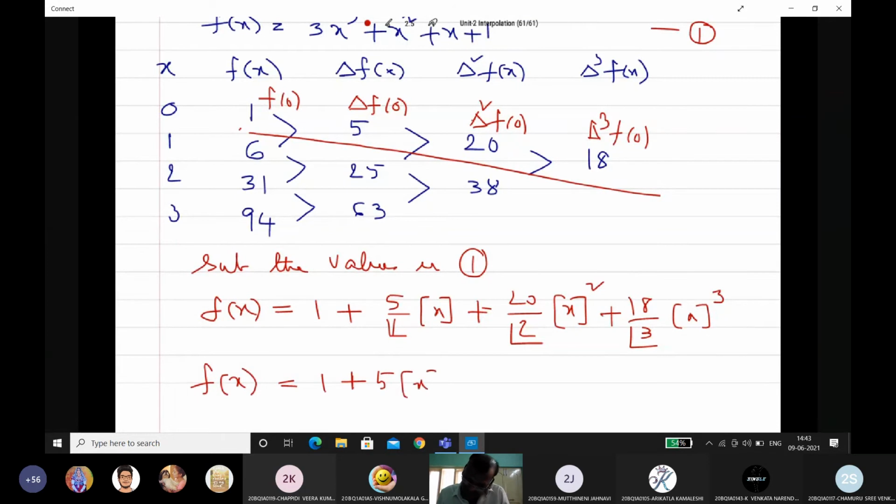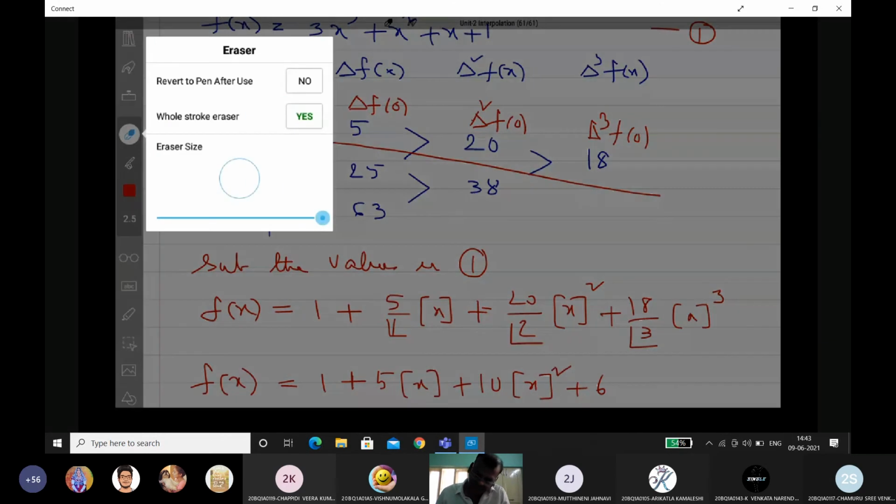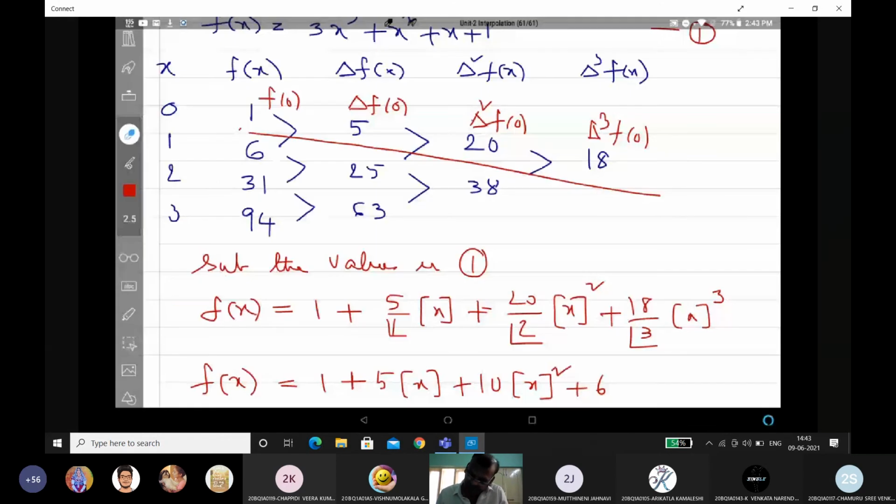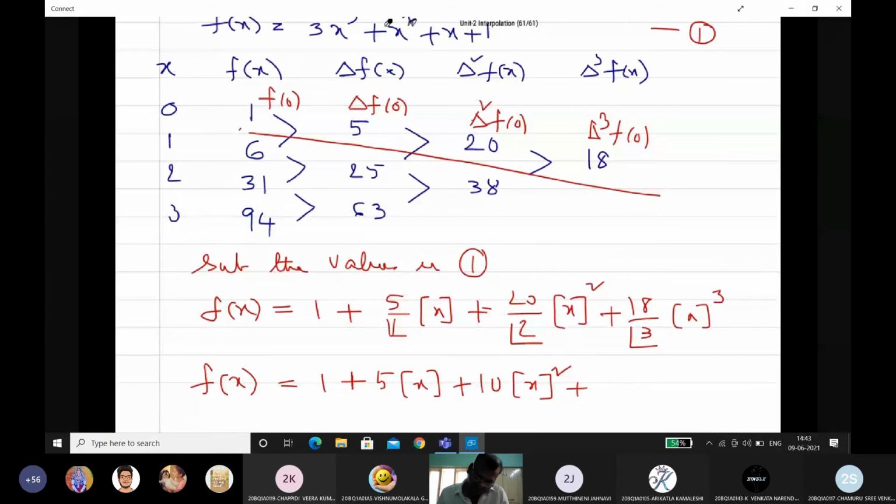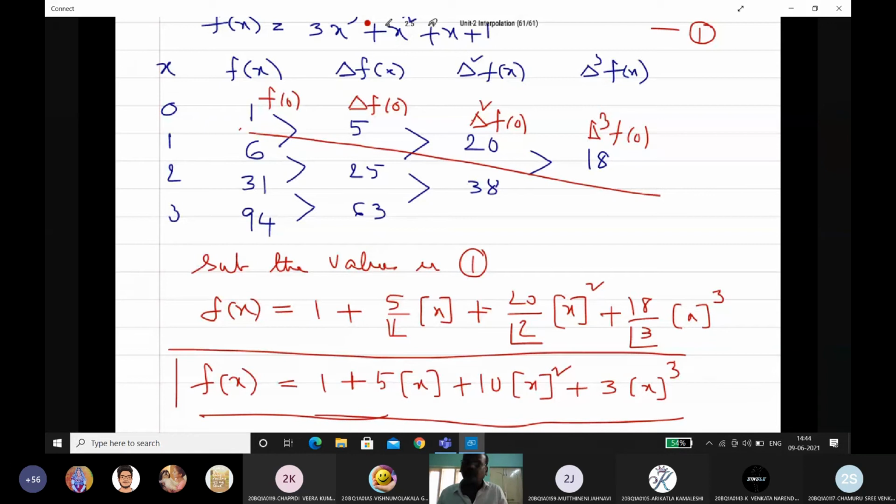Now simplifying this one, f of x is equal to 1 plus 5 factorial x plus 10 factorial x square plus 18 by 6, that is 3, factorial 3 is equal to 6, that is equal to 3 factorial x cube. This is the factorial function or factorial polynomial. Is it clear?